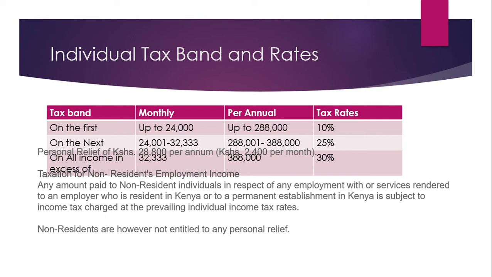On all income in excess of 32,333, or when you talk about per annum, 388,001 shillings and above, then you are supposed to pay a 30% tax.